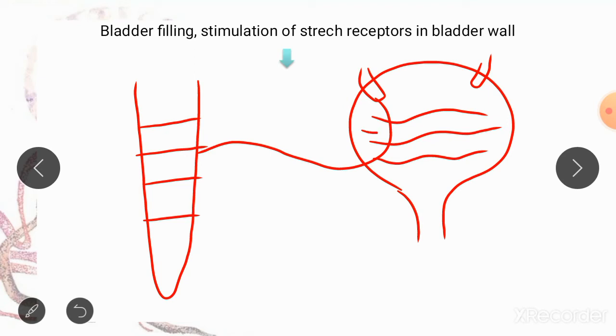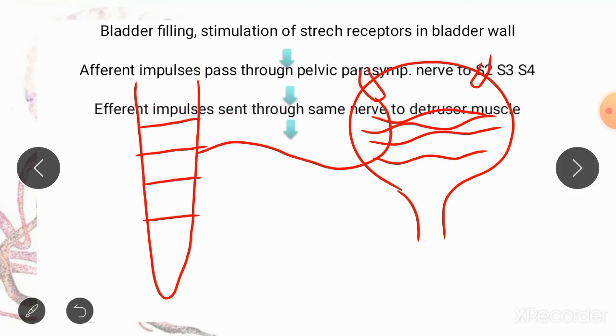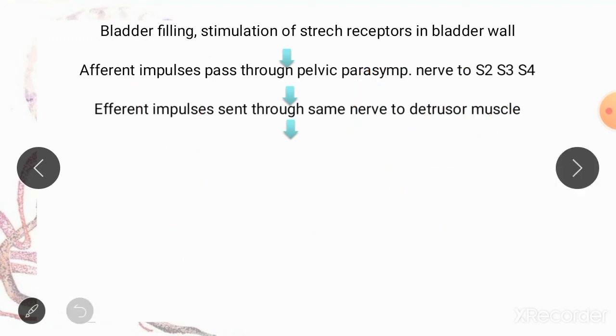When your bladder is filled with urine, it stretches the walls of the bladder, which are detected by the stretch receptors, and these stretch receptors send signals to the spinal cord through your pelvic nerve, which is your S2 S3 nerve. And now the spinal cord sends back impulses through the same nerve, but its motor fibers. Through the motor fibers of this pelvic nerve, the spinal cord sends signals to the bladder wall, and this is going to cause the contraction of the detrusor muscles.